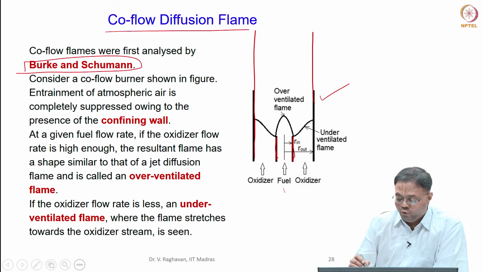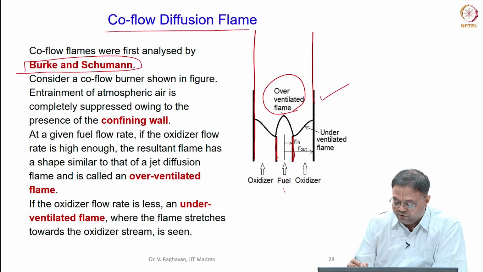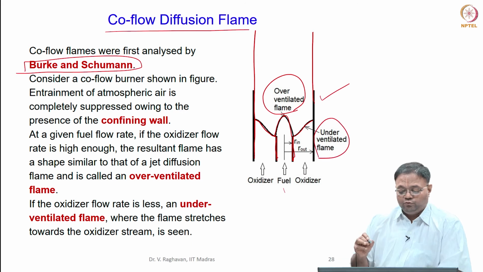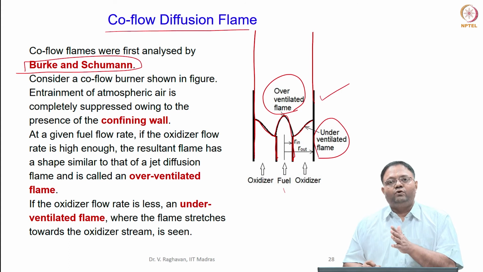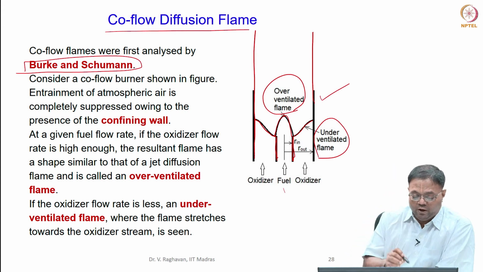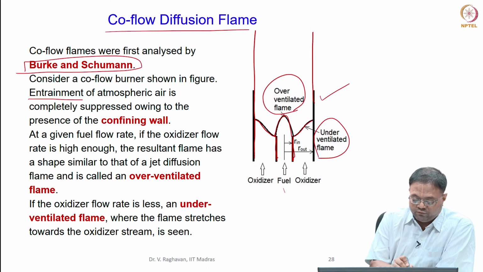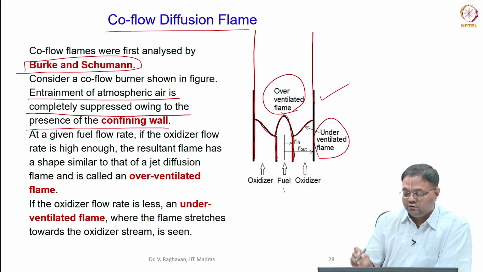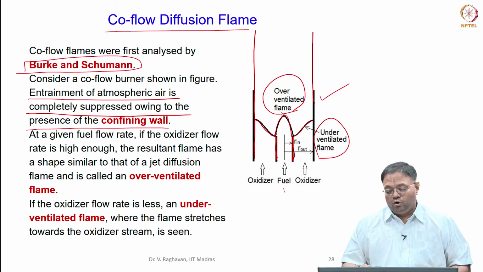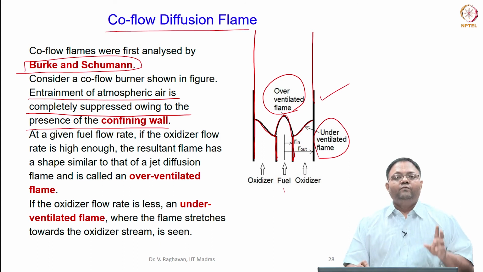One is called over ventilated flame, which is like this. Another one is like this, which stretches towards the wall, that is called under ventilated flame. So that means I can control the flame by adjusting the fuel and oxidizer flow rates. Now please understand that entrainment of atmospheric air is completely suppressed owing to the presence of the confining wall in this. Correct? So the fuel should find the oxidizer only from the forced convective oxidizer flow, which is co-flowing along with it.